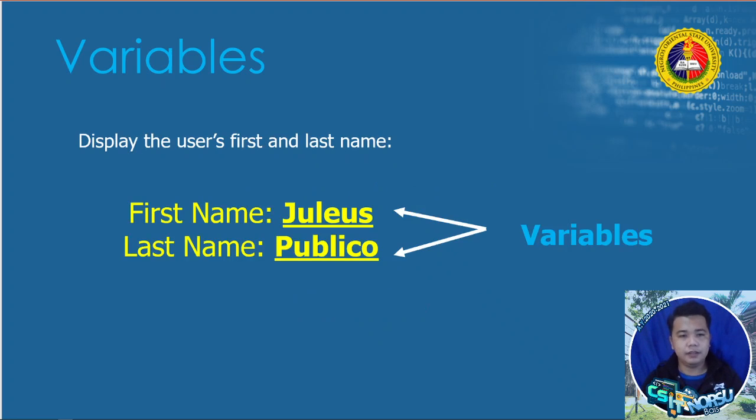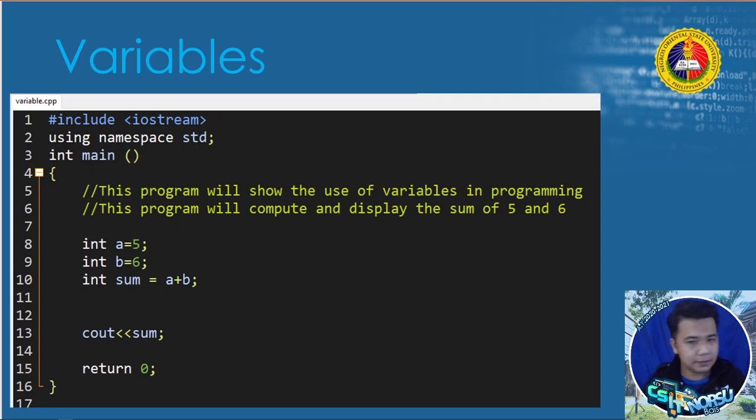Another example. We will create a program that will display the user's first and last name. Since first and last names are data, we will set a variable for each. Again, our goal is to set a storage where we can save the data so that we can use it for the program.